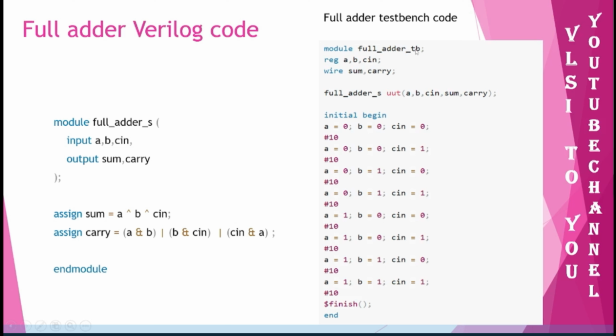So module full adder TB, and as I already told you, inputs are mentioned as reg, outputs are mentioned as wire, right? And then you make the instantiation for the DUT in your TB, and then you pass the values. Since it is a full adder, it has three inputs, so three values.